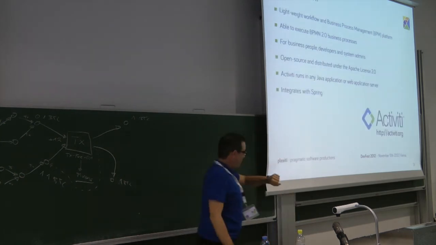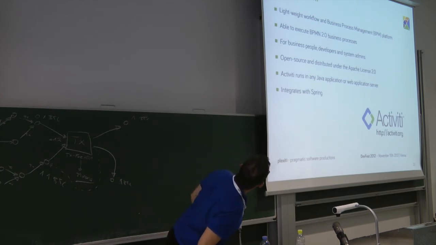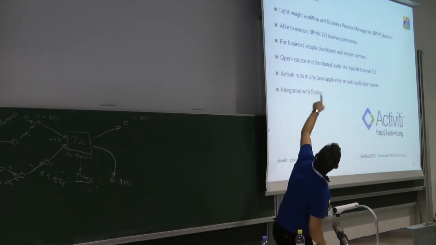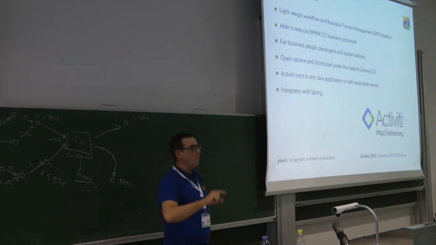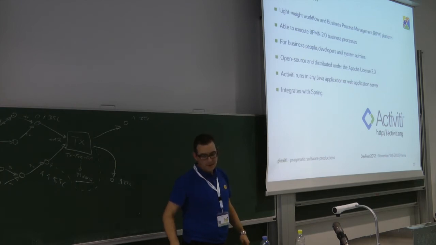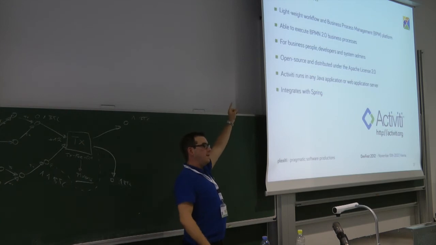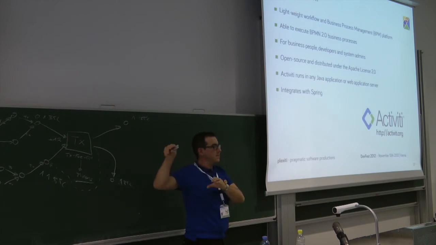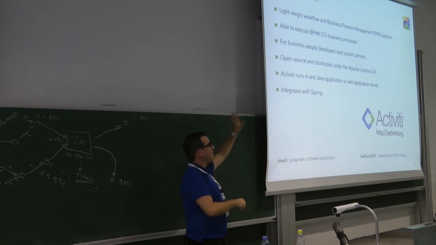So, finally, meet Activiti. Are we very late, or how long do we have? So, what is Activiti? It's a lightweight workflow and business process management platform or engine. I will talk about why these two words, engine and platform. It's able to execute BPMN business processes. So if you had a business process like the one we've shown before, it would be able to interpret it, okay? And this ties up with what we saw before with the assembly language program and Java.